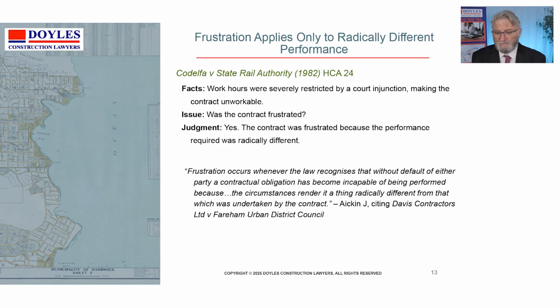Frustration occurs, said the court, whenever the law recognises that either party had a contractual obligation which became incapable of being performed in the way it was contemplated, because the circumstances render it a completely different item from what was undertaken. And on that basis it meant a large recovery for the contractor. The gossip is that whereas the contractor would have settled for 2 or 3 million, he ended up getting, in those days, 12 million by way of compensation, given the massive effect it had on the project concerned.